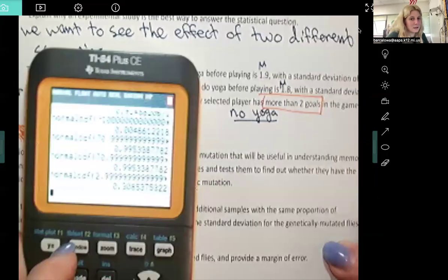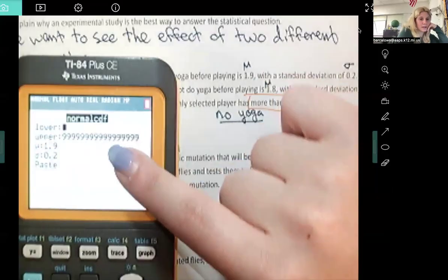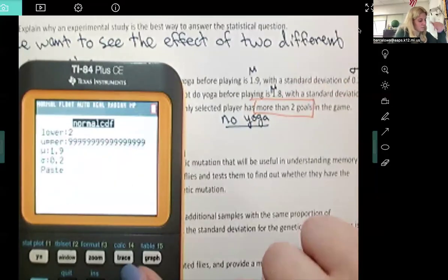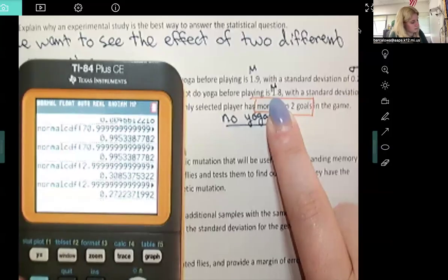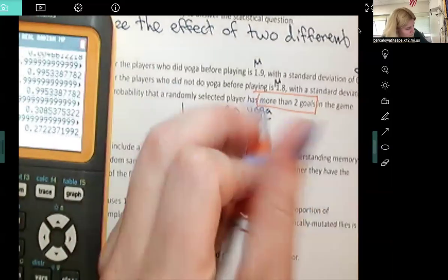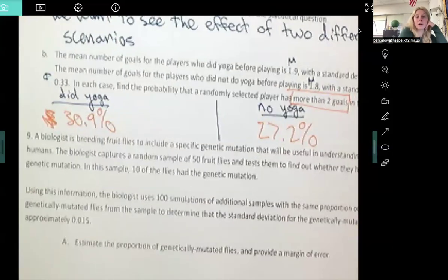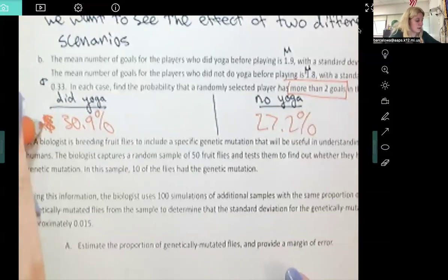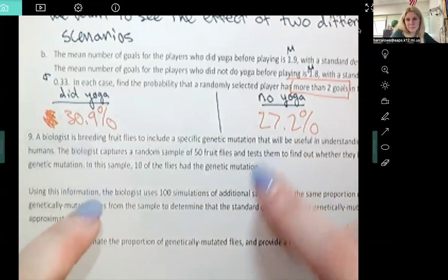The ones that did not do yoga, go back to your normal CDF. Same thing, I'm looking at more than 2, so I have 2 as my lowest and something really big as my highest. But now the mean is 1.8 and standard deviation is 0.33. This one's 27.2. If you end up taking AP Stats in your lifetime or statistics in college, you'll learn about how to tell if this is a significant difference or not, because they're pretty close, right?